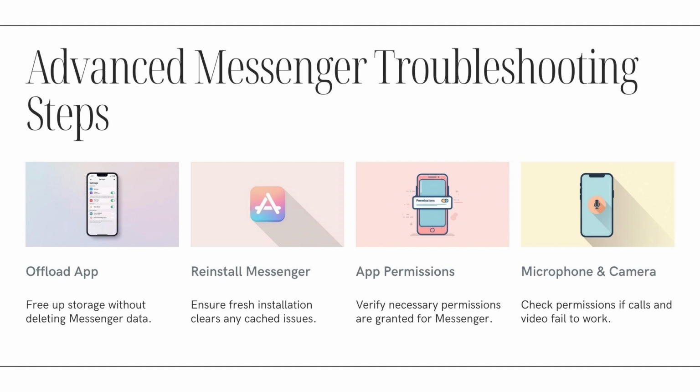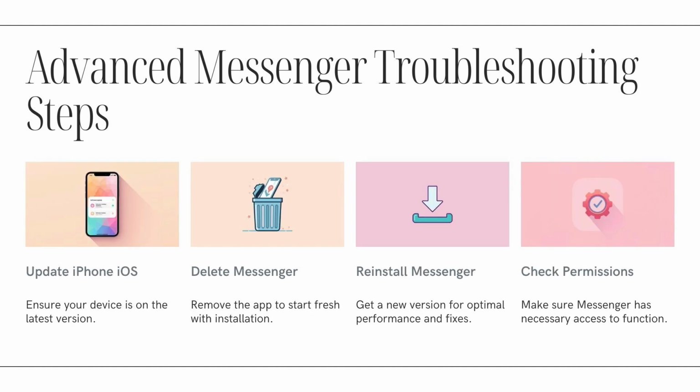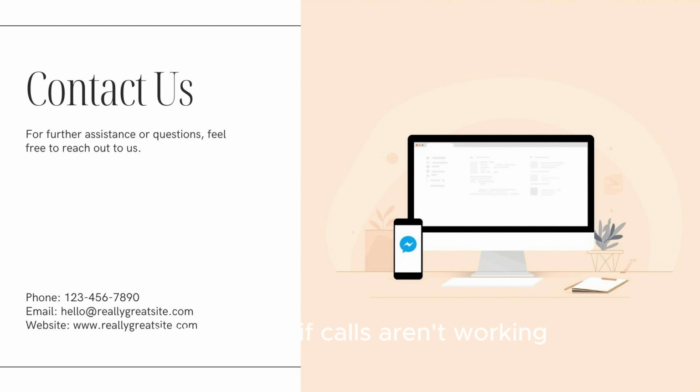Check app permissions, go to Settings, Privacy and Security, then Notifications. Ensure Messenger is allowed to send notifications, also in Privacy. Check microphone and camera permissions if calls aren't working.